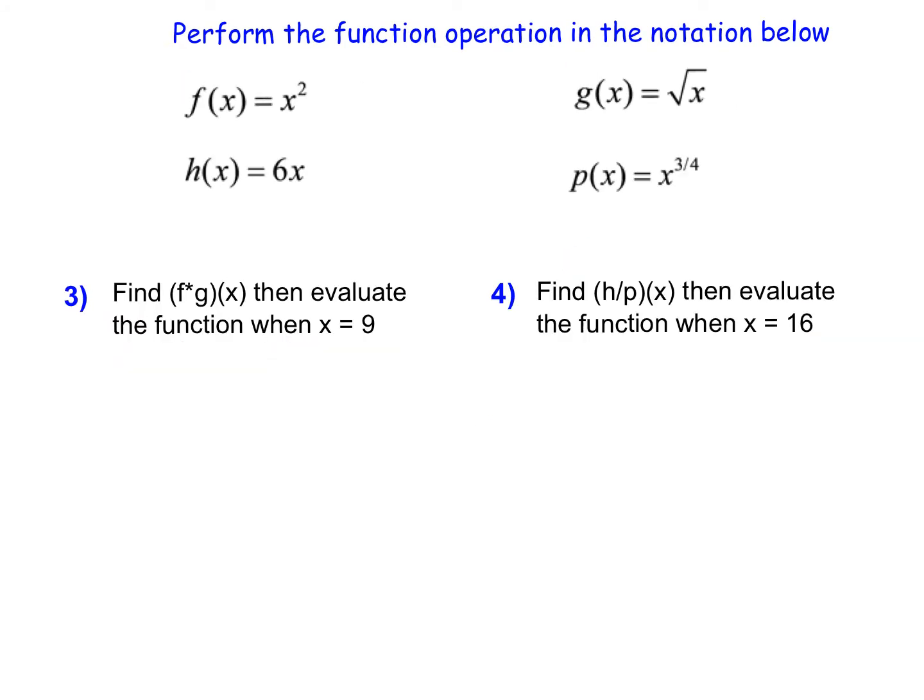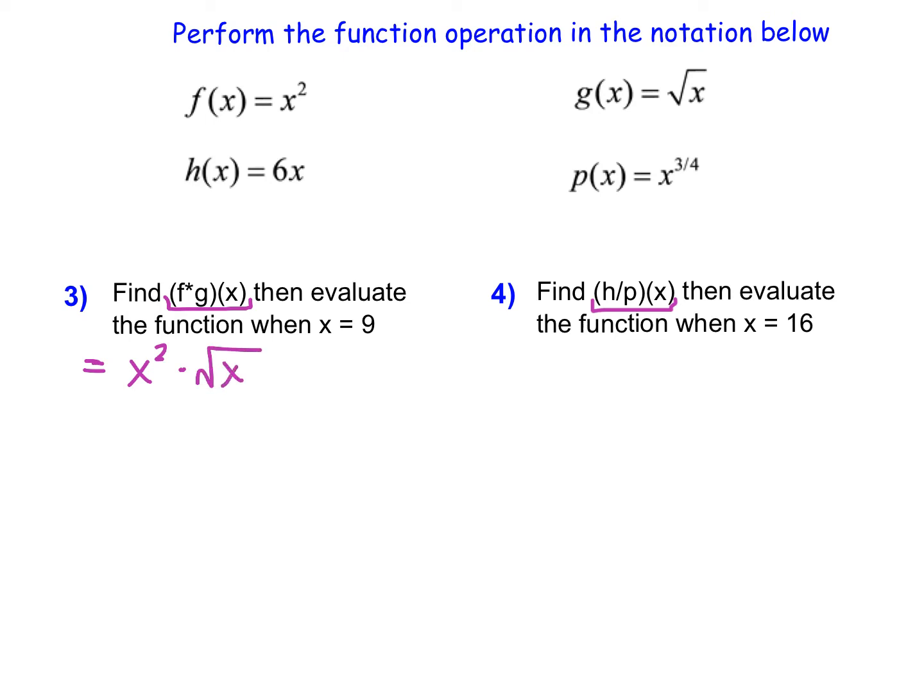So you'll notice here that our two examples look a little bit different. First, we are going to find f times g of x and h divided by p of x, but then we're also going to evaluate those functions for specific x values. So we're actually going to take that function and apply it with an actual x value. Here, we're going to start by multiplying the two functions together. So I have x squared times the square root of x.